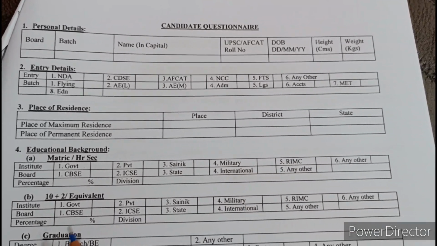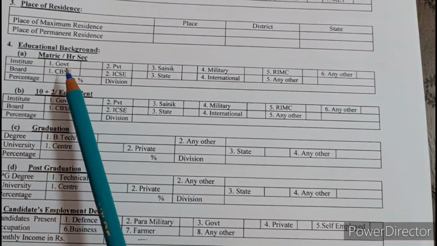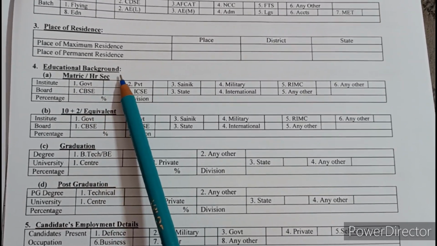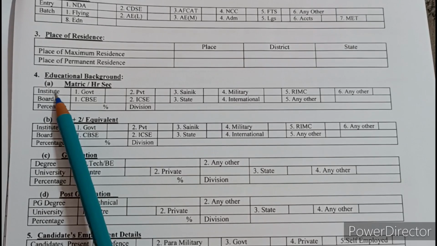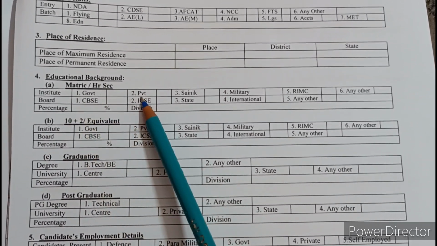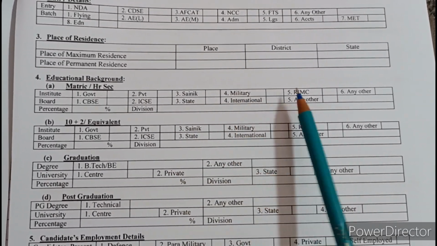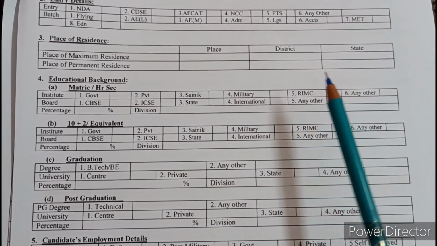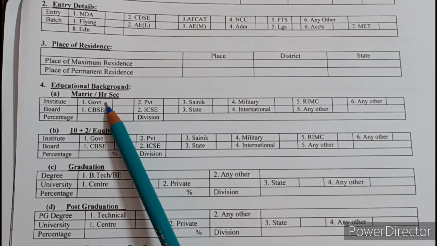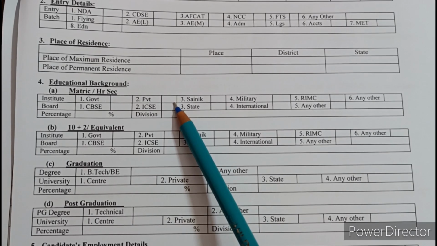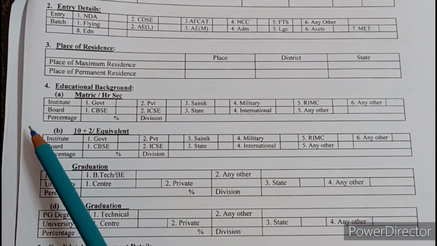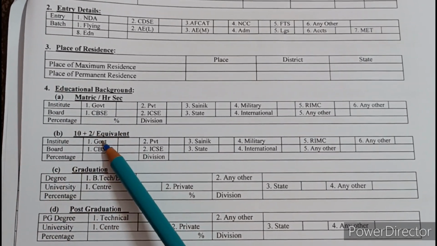Now moving to the fourth option, specifically part A, matriculation, the 10th. You will give your 10th details. The first option is institute, whether you have done it from a government, private, or Sainik school, military school, or RIMC, or any other school. If you have done it from a government school, you will tick that. Private, then tick that. Sainik school, then tick that. Military school or RIMC.